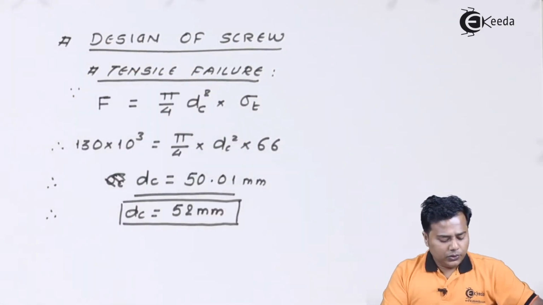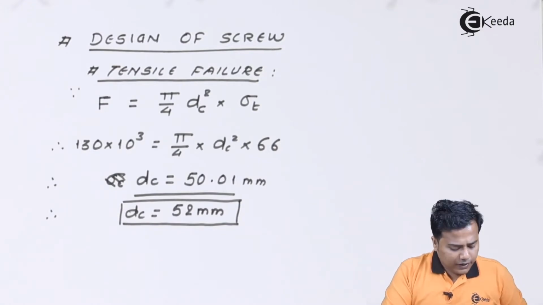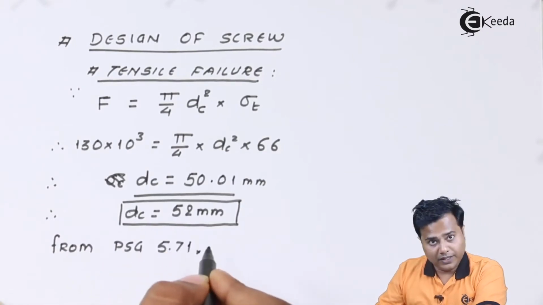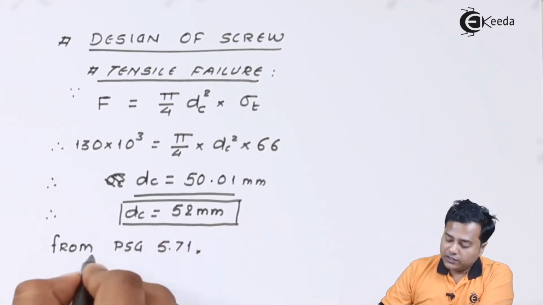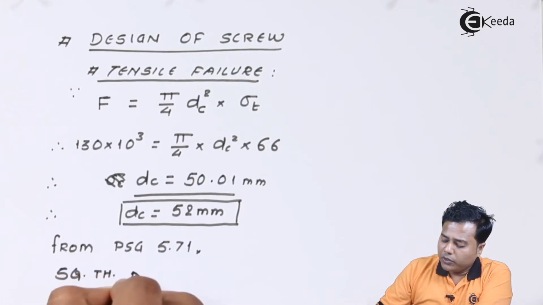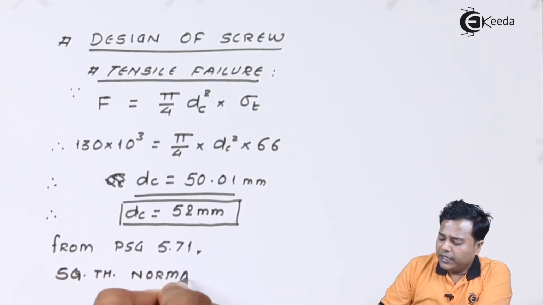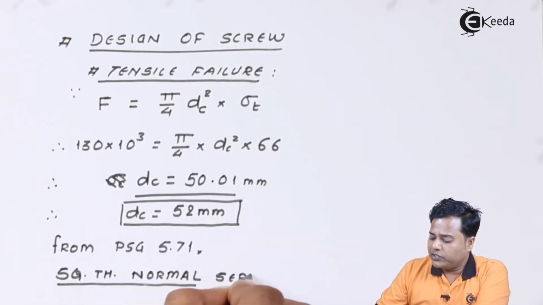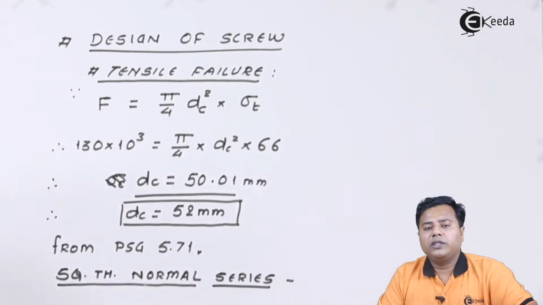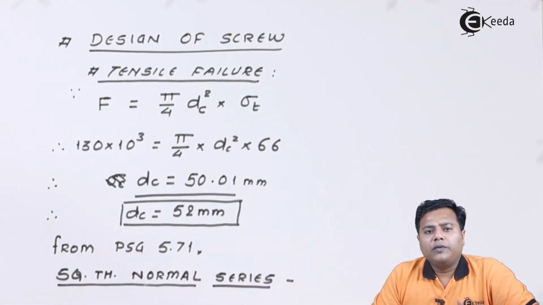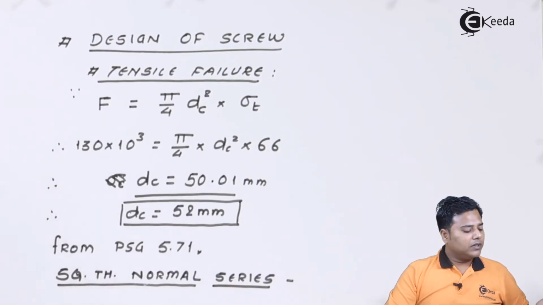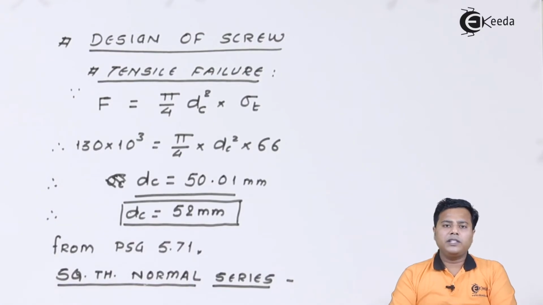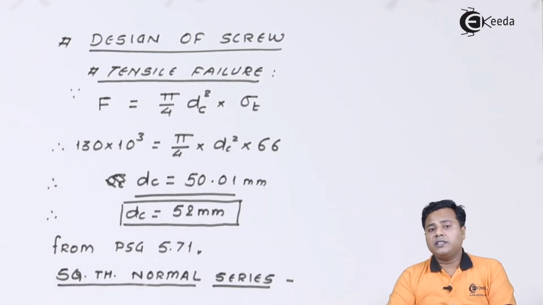So let us choose the standard values which are in line with our calculation. For that, you all need to refer to PSG 5.71. From PSG 5.71, we have the normal series, square threads normal series. Now again, that depends upon the applications. Since no application is mentioned, we have the liberty to go for the standard value. So we have different series with us, some fine series, coarse series, and then we have the normal series. So let us go for the normal series, which is the mean of all the series which are available.